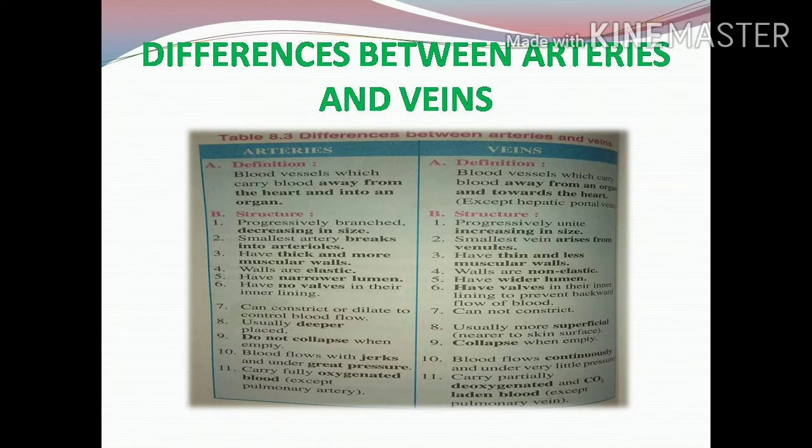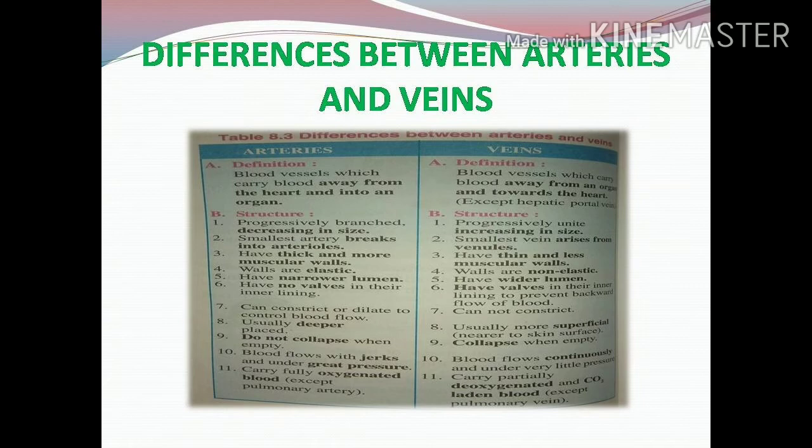Next, about the structure. First one is in the artery, progressively branch, decreasing in size. I already said the aorta divides into arteries, and an artery divides into arterioles. So when it divides, its size decreases. In the veins, progressively unite, increasing in size. Here venules are rejoined to form veins. A rejoining process takes place, that's why it is increasing in size. Next, in the artery, the smallest artery breaks into arterioles. Here the artery again divides to form arterioles, but in the veins, the smallest vein arises from venules.